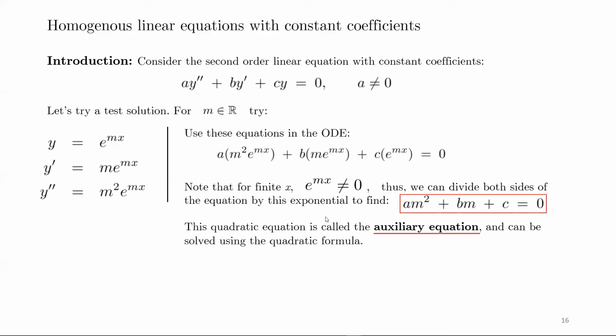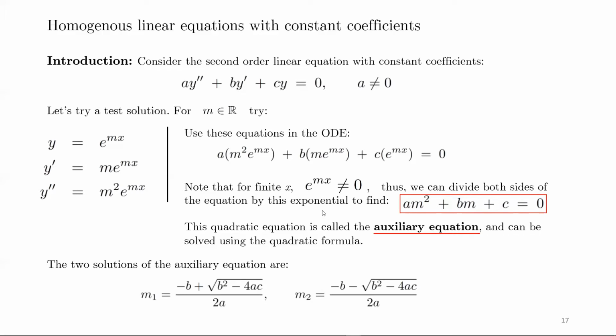So what are the two solutions? The two solutions of this auxiliary equation, I'm going to label m1 and m2. The first is negative b plus the square root of b squared minus 4ac, all divided by 2a. And the second solution is negative b minus the square root of b squared minus 4ac over 2a. So there are two solutions there, m1 and m2. Of course, m1 could equal m2 if b squared minus 4ac equals 0.